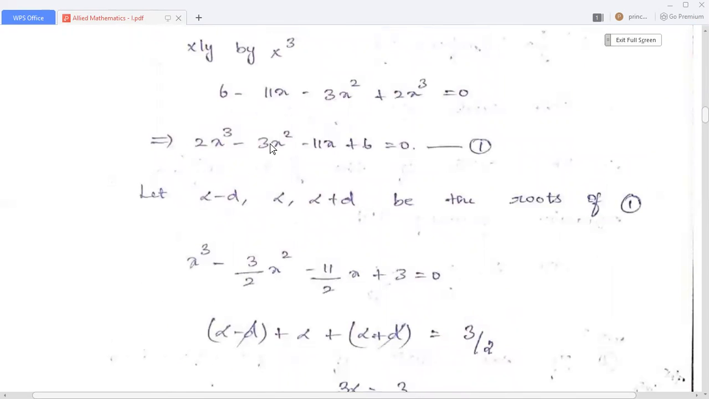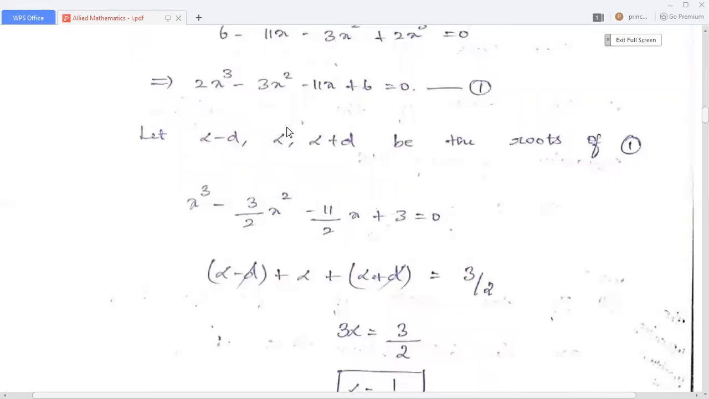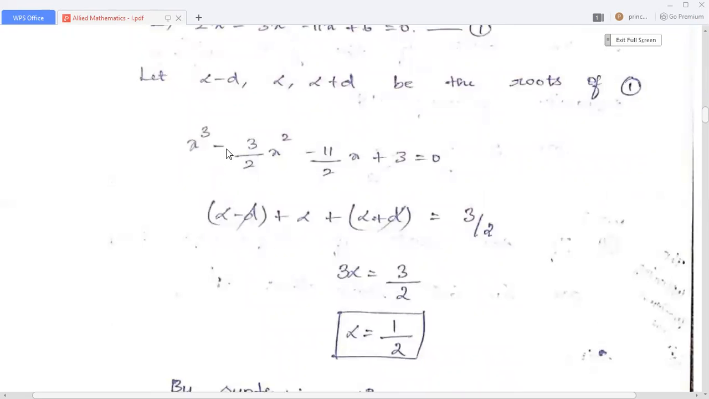Now we divide equation 1 by 2 because the coefficient of x cube is 2. So we divide the whole equation by 2. We get x cube minus 3 by 2 x square minus 11 by 2 x plus 3 equal to 0. So this is the convenient form for using the relation between roots and their coefficients.